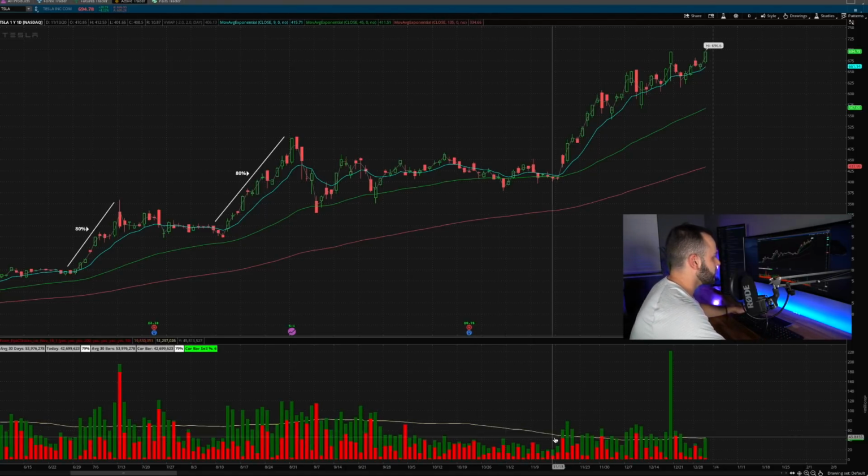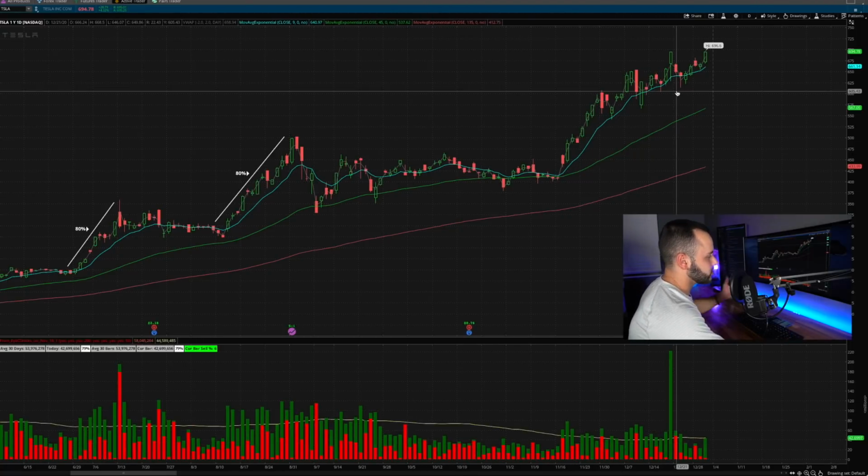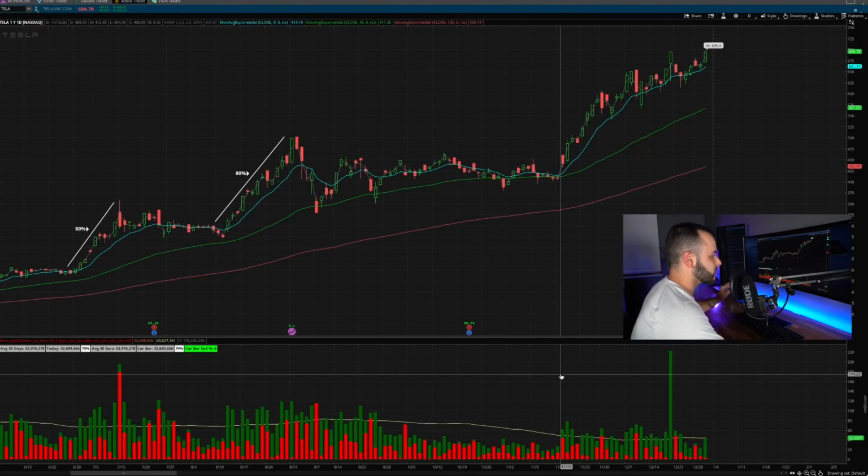What you do want to see is this bar in the back. You can see that that yellow line is starting to make lower lows, starting to trail down, which means that the overall volume on Tesla is decreasing as we move higher. A little bit concerning, just really nice to see here with this volume indicator.